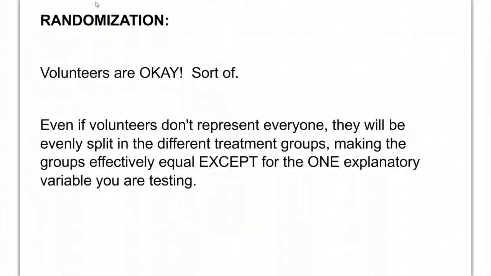One of the things that's interesting about randomization is that volunteers are okay most of the time. Now, when we think about an SRS or a typical survey, we think of voluntary surveys as a horrible, horrible thing, and they are. Voluntary surveys are bad. When you're doing an experiment, however, you usually don't have the ability to just pick random people from the population and force them to do some sort of experiment. So even if the volunteers that you end up getting for your experiment don't represent everyone, they're going to be evenly split in the two different treatment groups so that the two groups are effectively equal. The only thing different between those groups is going to be the one explanatory variable that you're testing.